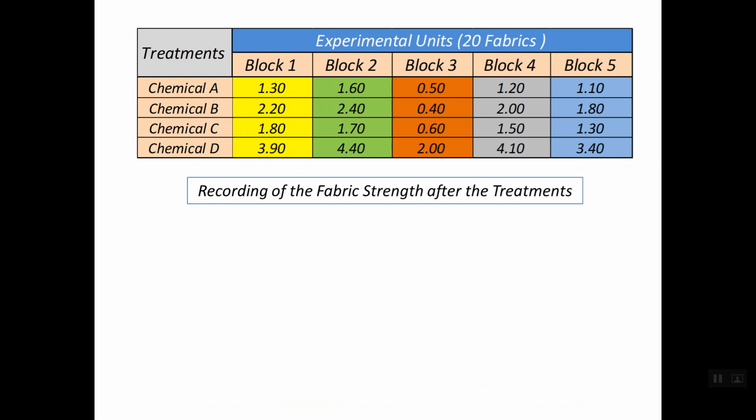This is the recording of the fabric strength after the treatments. For example, for this unit or this fabric inside block number 1, it is treated using chemical A, and after the treatment using this chemical, we measure the strength of this fabric. So it is 1.30.